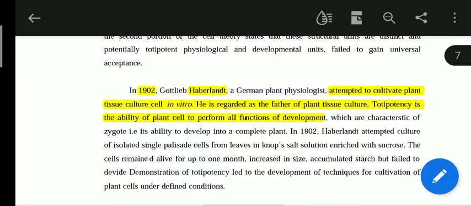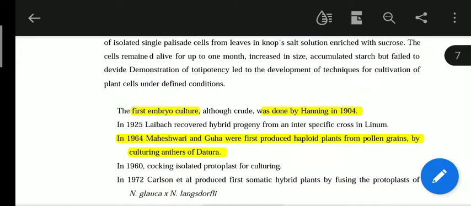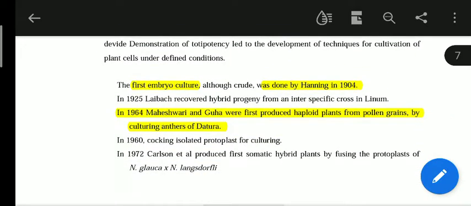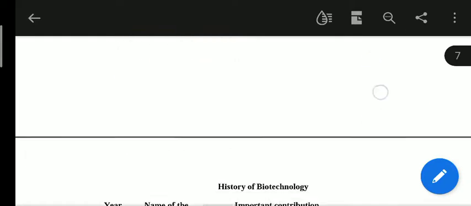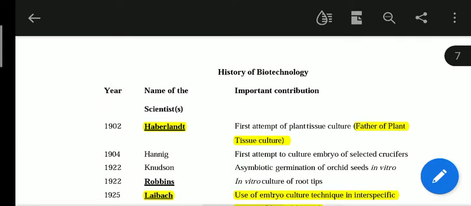Now another very important word is totipotency. Totipotency is the ability of a plant cell to perform all functions of development. Now the first embryo culture was done by Hannig in 1904. In 1964, Maheshwari and Guha were the first who produced haploid plants from pollen grains by culturing anthers of Datura. Now coming to the history of biotechnology.